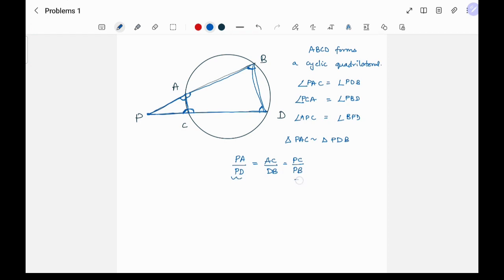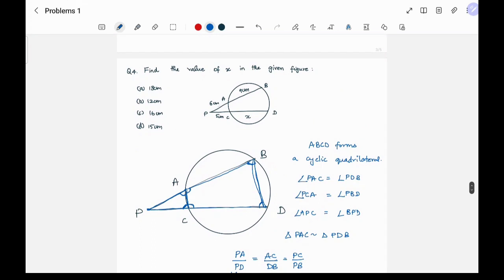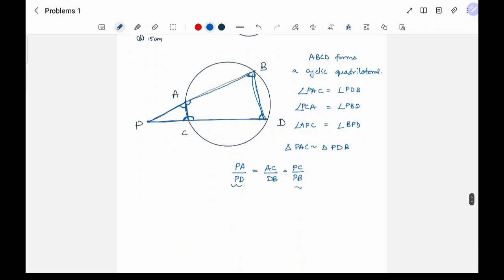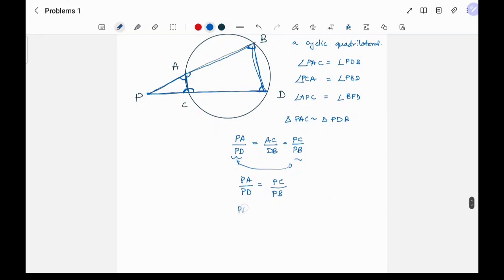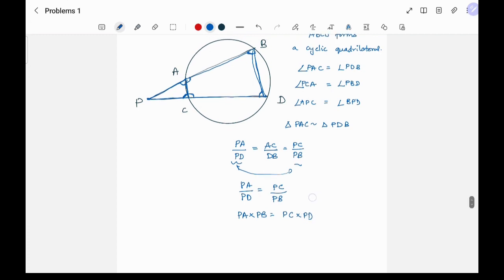So now let's take this and this. AC and DB are this. But if you see in the original figure, we have PA, AB and PC, CD that way, PA, PD. So we don't have AC and BD. So let's consider these two. What we have? PA by PD is equal to PC by PB. So PA into PB is equal to PC into PD. So if you see, it is just this length into this length is equal to this length into this length.